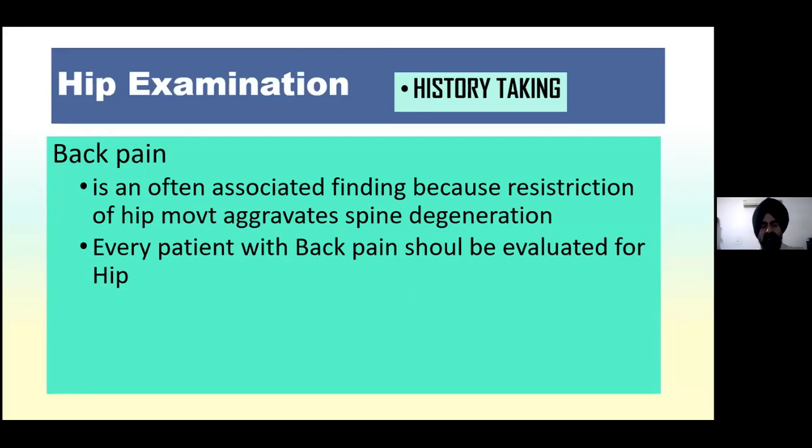Back pain is often an associated finding because restriction of hip movement aggravates spine degeneration. Why? Because the hip joint is meant to move with every step. When it is not moving properly, the joints of the spine contribute to the movement of the patient, and when they are overused, they slowly degenerate over time, which they should not. If the hip movement is proper, the spine should not degenerate at that rapid pace. Every patient with back pain should be evaluated for pathologies of the hip.